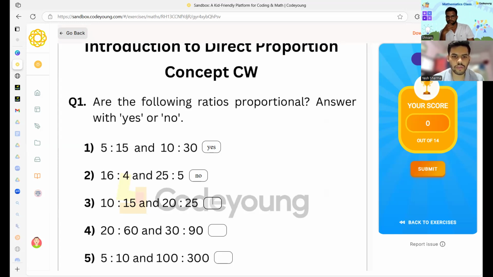Not a proportion. No. All right. This one. Yes, this is a ratio, proportional ratio. So right here. Let's submit this.